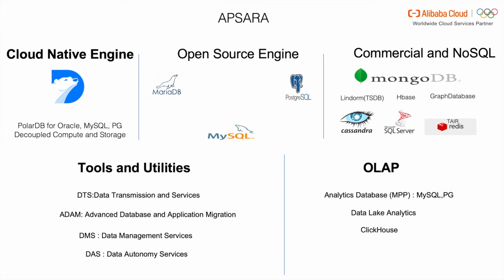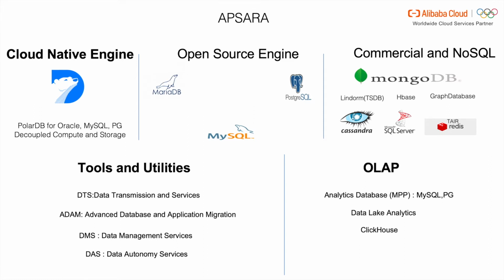So this is the portfolio we have. You can see we have different databases. One is Cloud Native Engines, which is designed by Alibaba itself. And then we have open source engines, commercial and NoSQL engines, and then the OLAP part. And then come tools and utilities.